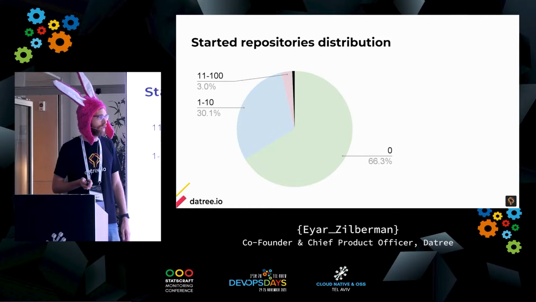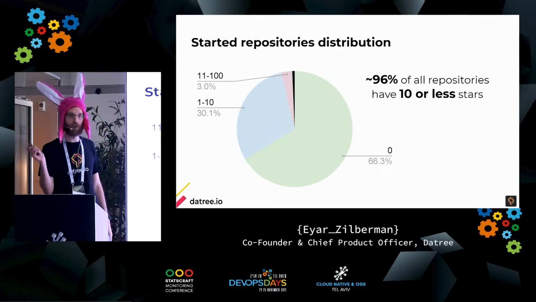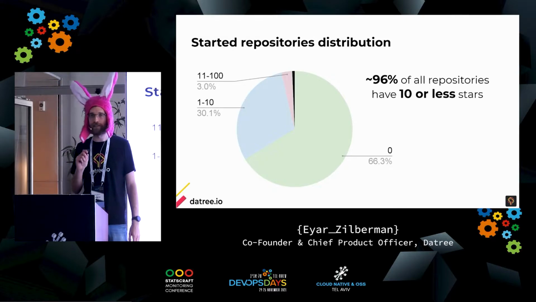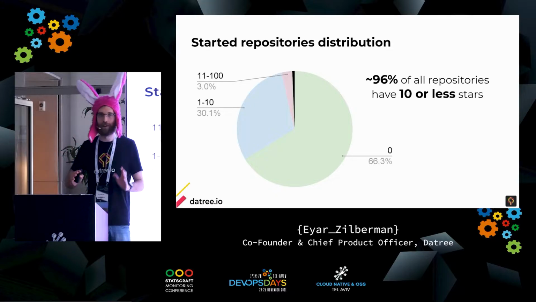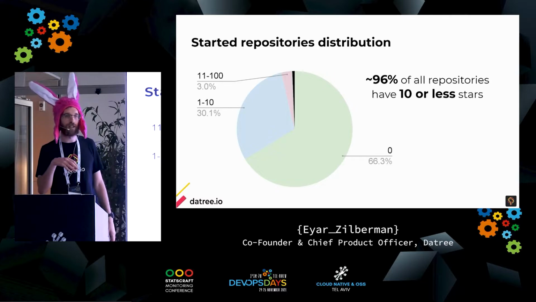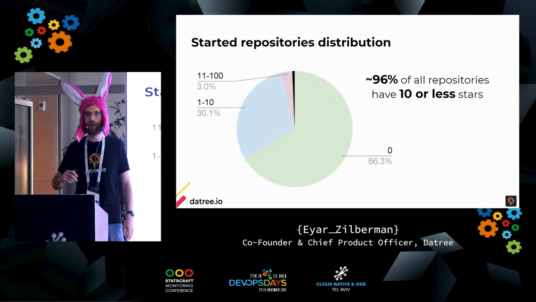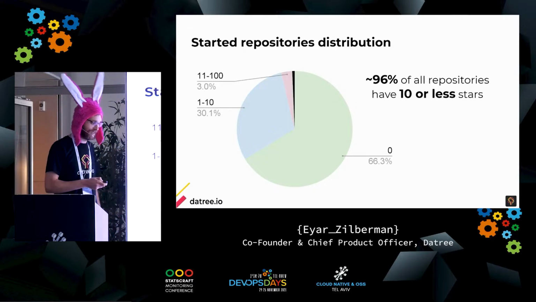So I looked at the stats, and apparently 96% of repositories all over GitHub have less than 10 stars. If you wonder how many repositories there are in GitHub, 30 million. 30 million repositories, and 96% have less than 10. So if you have an open source product and you have more than 10 stars, you are in a great condition.